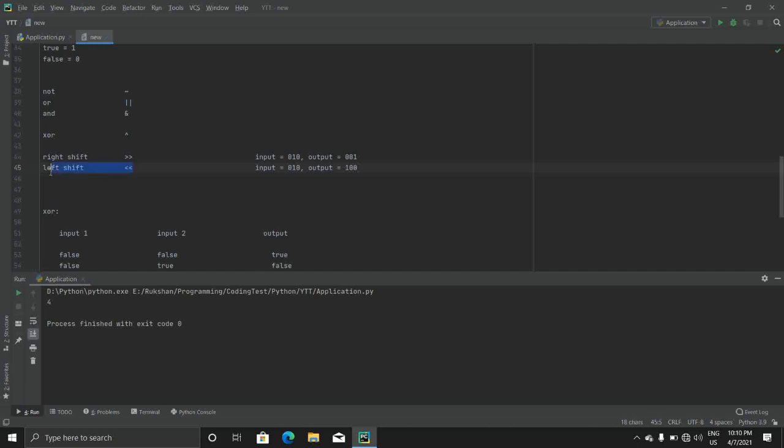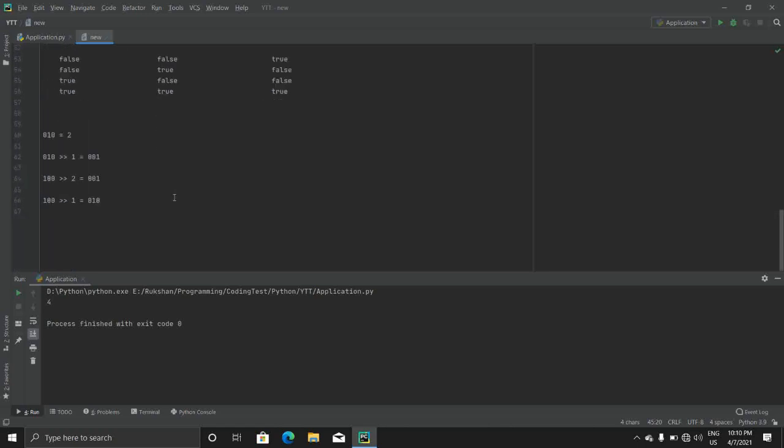Now we have left shift, and this is the sign that we use to represent the left shift bitwise operator. That is the same as this, but the direction of shifting the bit is different. The right shift moves the present, that means the true bit, to the right side, and the left shift moves the true bit to the left side.